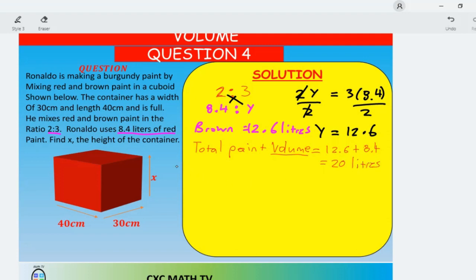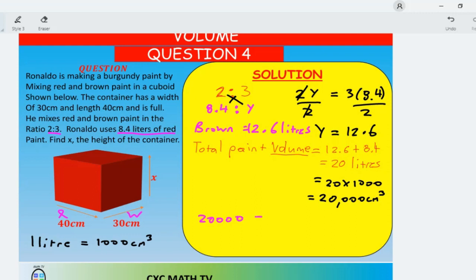That's the total volume. Now we can find x because now we know the volume. But wait a second, we have to know an equation that tells us 1 liter equals 1,000 centimeters cubed. So in that case, 20 liters is just 20 times 1,000, which is 2, and then we put 4 zeros. That's 20,000 centimeters cubed. Now that we have the volume, remember we have the length, we have the width, and we don't know the height.